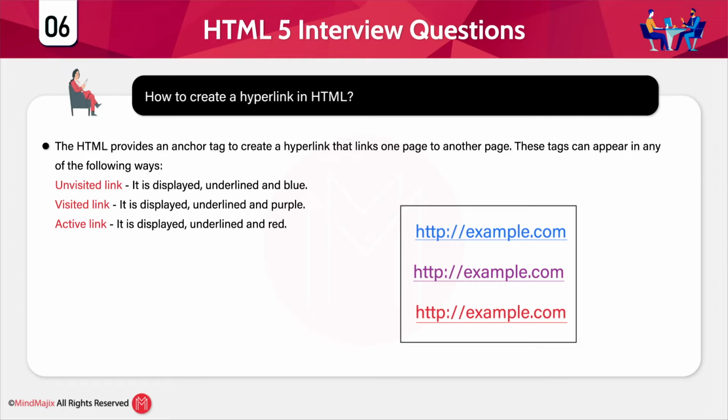An unvisited link is displayed underlined in blue color. Once it is visited, it is displayed underlined in purple color, so its color turns from blue to purple. And an active link is displayed underlined in red color. That is the active color. Simply, what is the answer for this question? How to create a hyperlink using anchor tag.